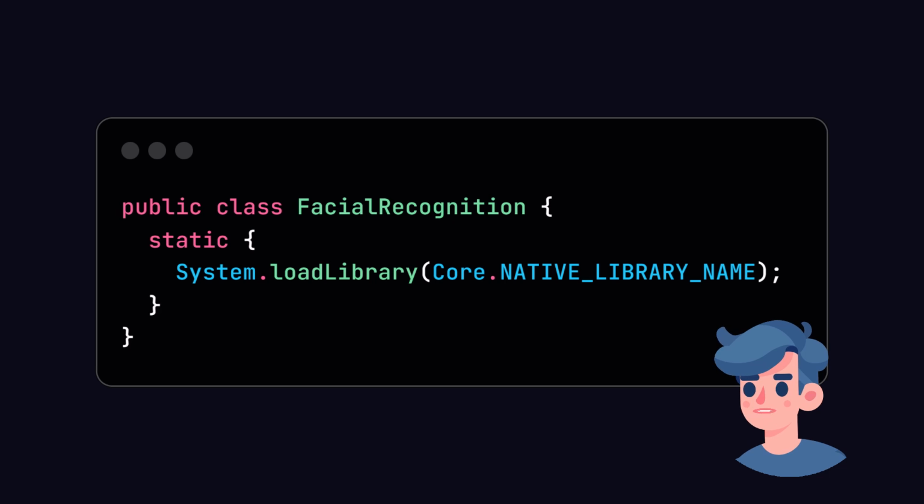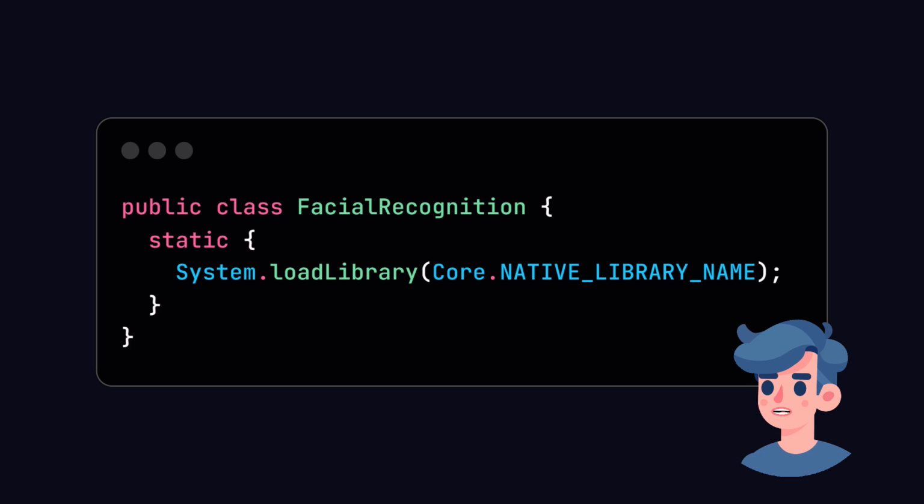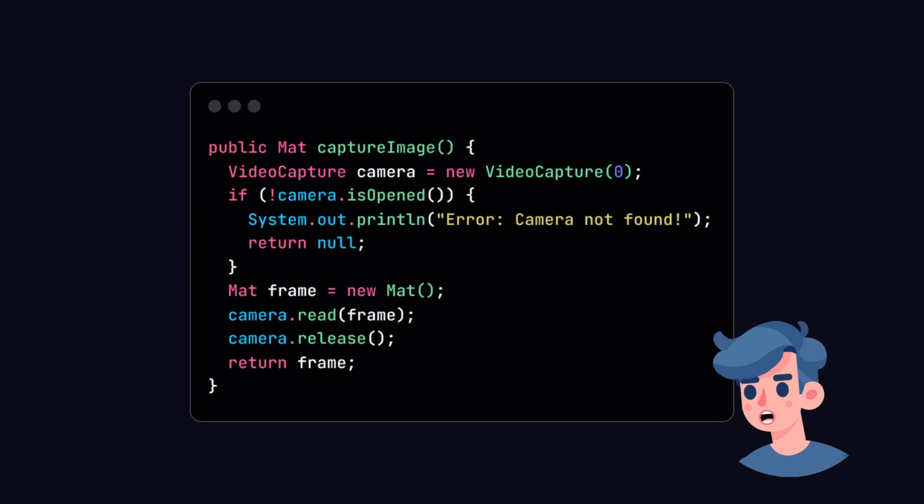Create a new Java class named FacialRecognition. This class will handle all facial recognition functionalities. Let's start by loading the OpenCV native library. Next, we will define a method to capture an image from a webcam to obtain the facial data. We'll use the VideoCapture class from OpenCV for this purpose. Let's create a method named captureImage.